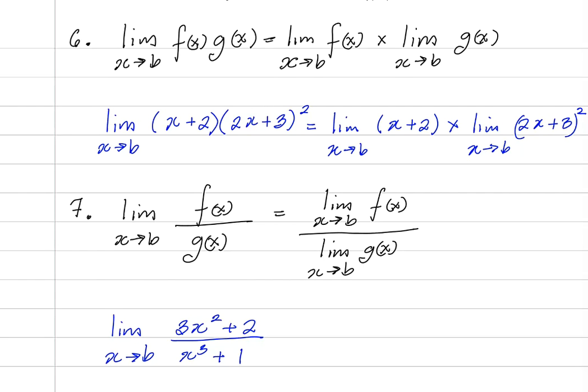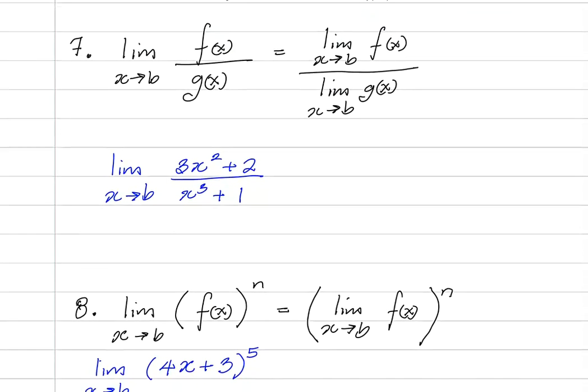All right, number 7. The limit as x approaches b of f of x divided by g of x is equal to the limit as x approaches b of f of x divided by the limit as x approaches b of g of x. All right, so down by the bottom here, the limit as x approaches b of 3x squared plus 2 divided by x cubed plus 1 is equal to the limit as x approaches b of 3x squared plus 2 divided by the limit as x approaches b of x cubed plus 1.